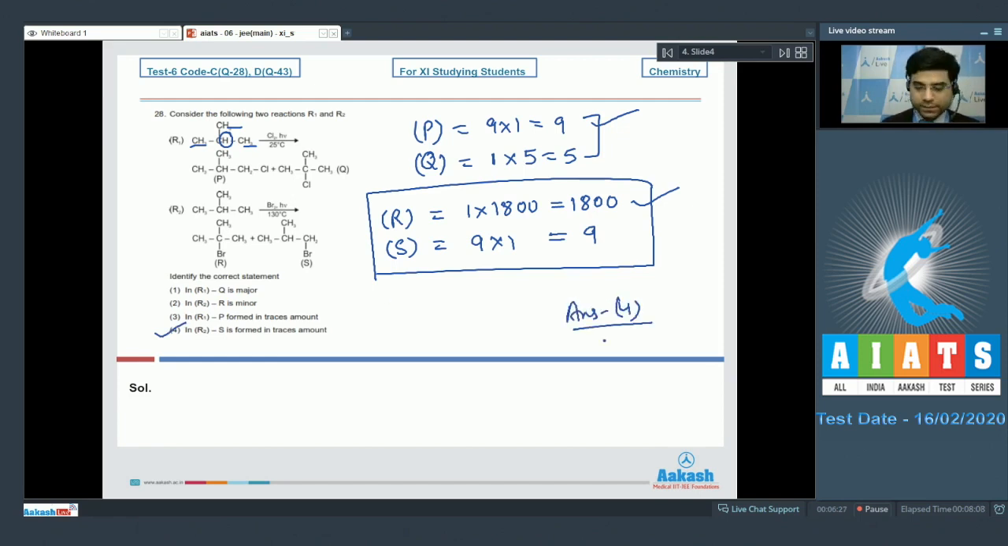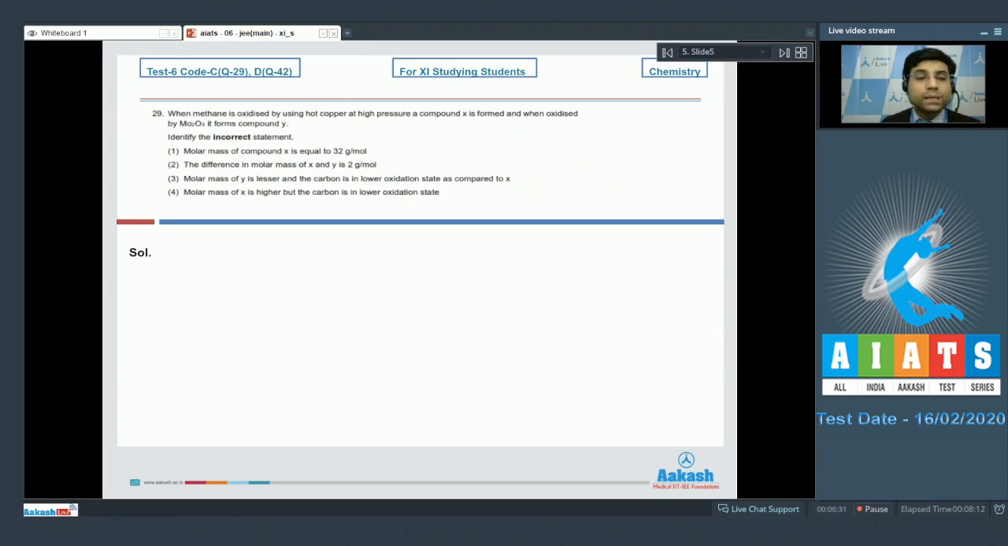Now, let's move to the next question. This is the next question we have. When methane is oxidized by using hot copper at high pressure, a compound X is formed. When methane is oxidized using hot copper at high pressure, around 100 atmosphere, it gives us methanol. So compound X is methanol. And when oxidized by molybdenum oxide, it forms compound Y. Students, if I talk about oxidation in presence of molybdenum oxide, the methane will be converted into methanol or formaldehyde.